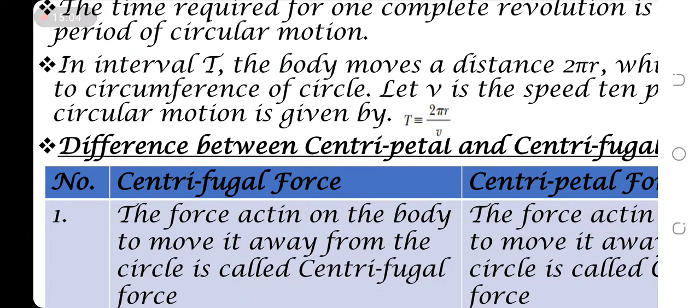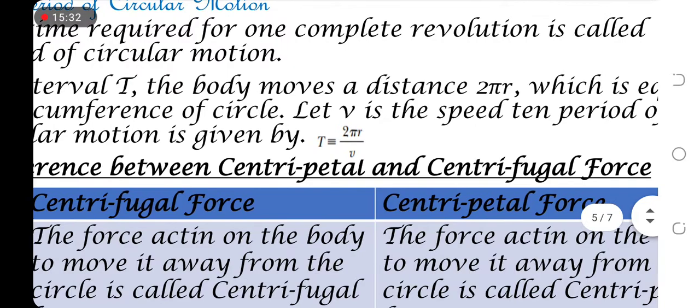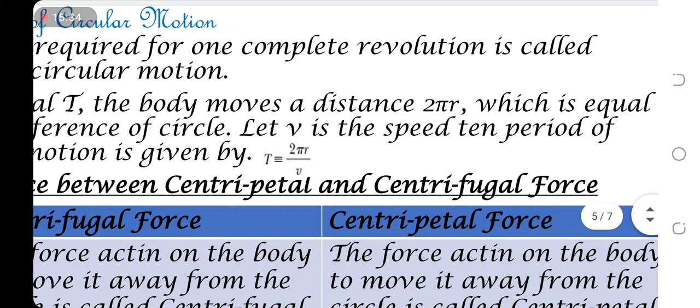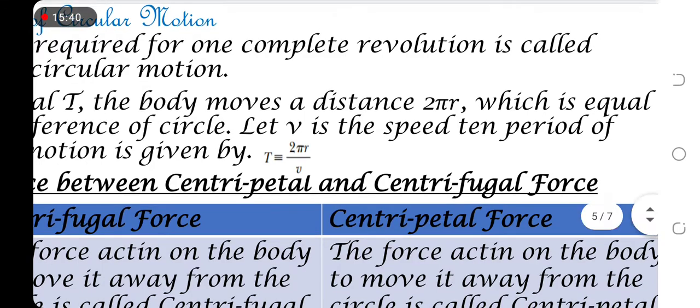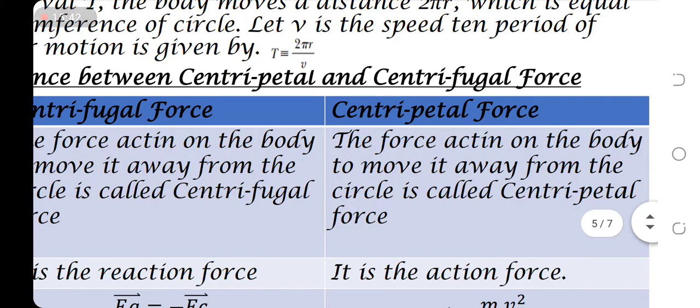When a body moves in a circular path, at least one force must be present there. The other force is produced by its reaction force. The force which compels the body to move in a circular path is a centripetal force, means center-seeking force. And the other force, the reaction, is centrifugal force that tends the body to move out of the circle.